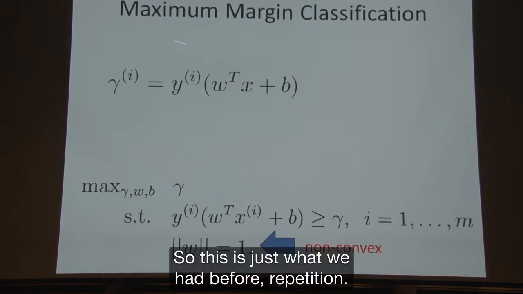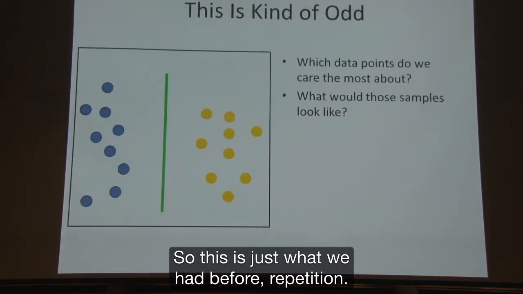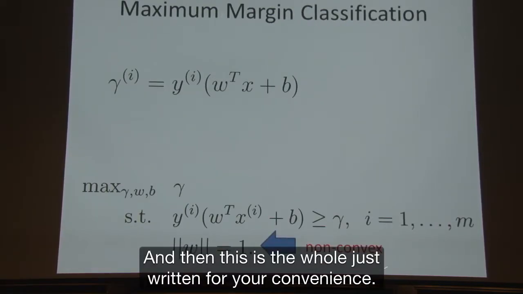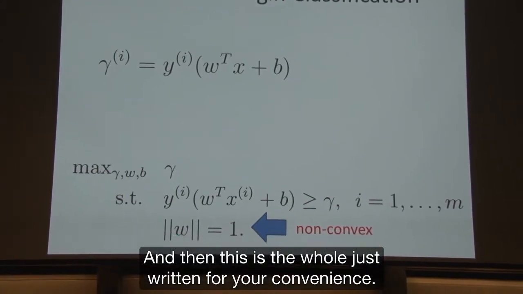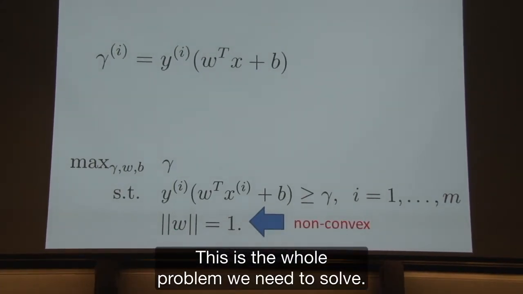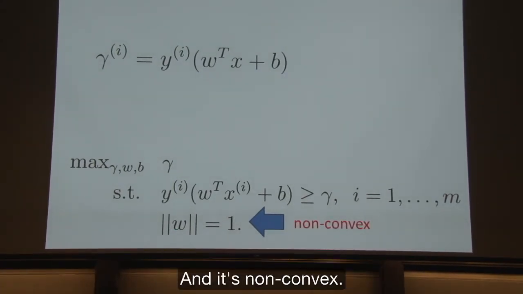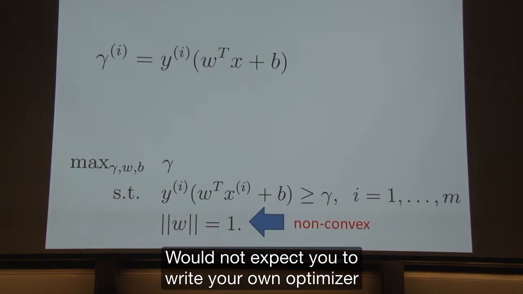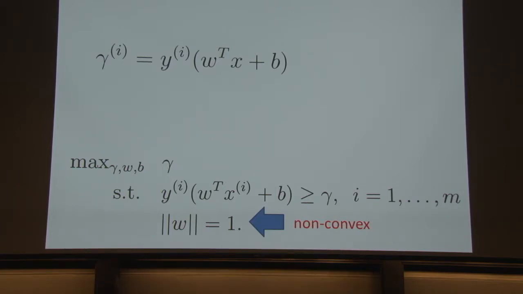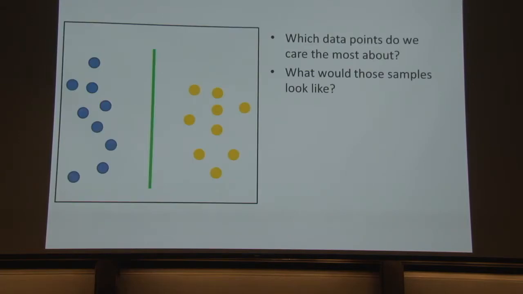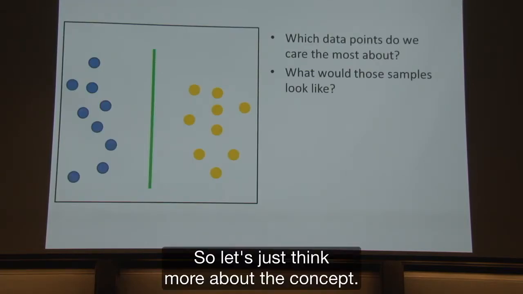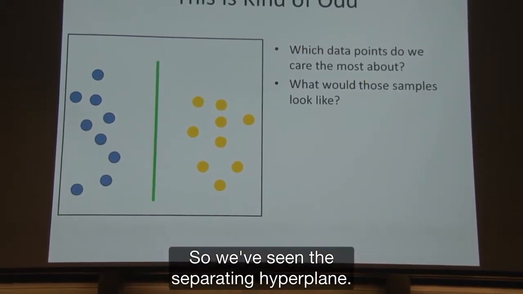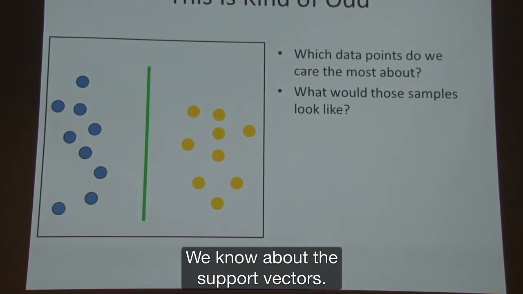So this is just what we had before, repetition. And then this is the whole, just written for your convenience, this is the whole problem we need to solve. And it's non-convex, but normally you don't have to bother about this because the software really does that for you. I would not expect you to write your own optimizer for a support vector machine. So let's just think more about the concept. So we've seen the separating hyperplane. We know about the support vectors.